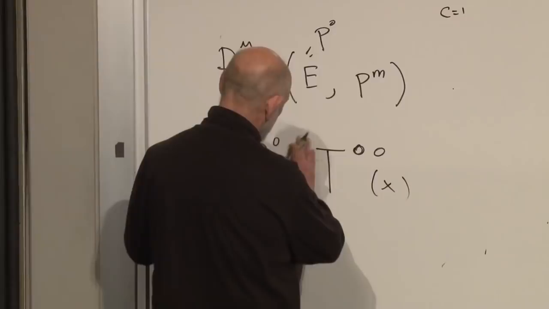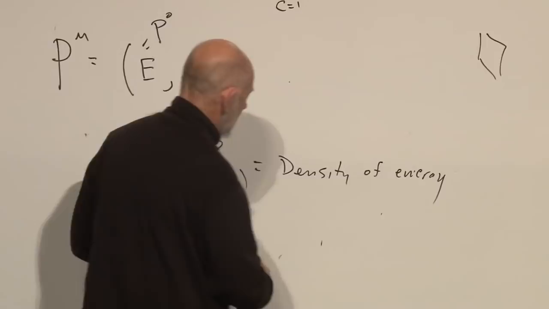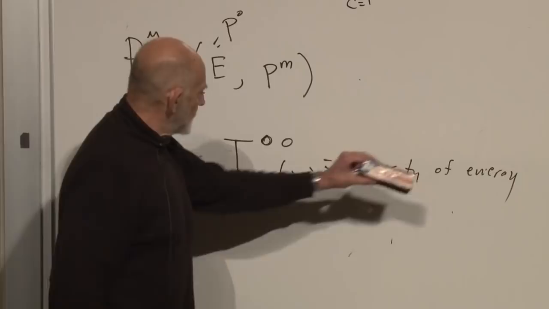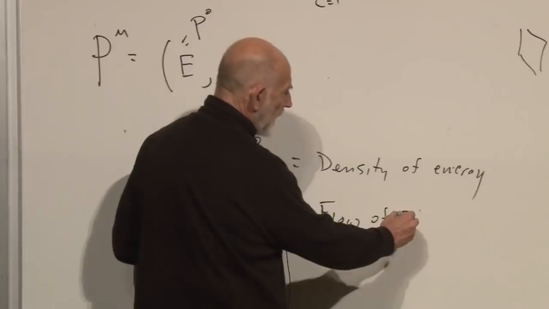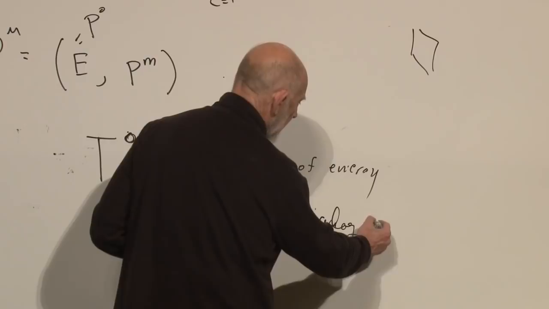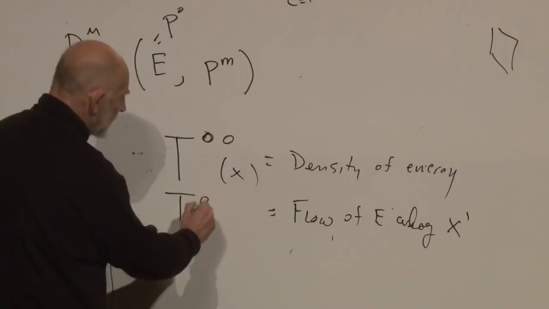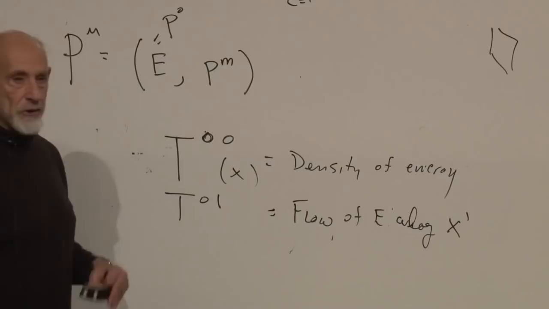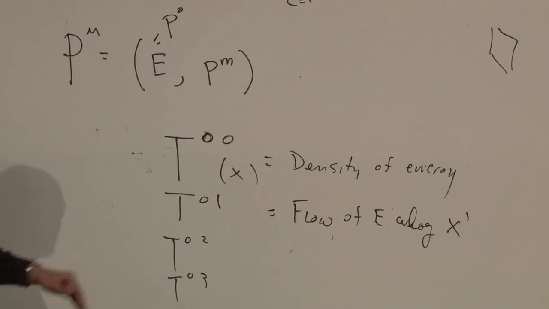T naught naught is the density of energy. And again, I'll emphasize that the fact that it's a density is one of these zeros, I think this one, and the fact that it's energy is the first entry here. Next, the flow of energy along the direction x1. The amount of energy passing through a window oriented along the x1 axis is called T naught 1: naught because it's energy, but then 1 because it's a flow along the x1 direction. Likewise, there's a T naught 2 and a T naught 3. These three together form the flow of energy, and this is the density of energy.